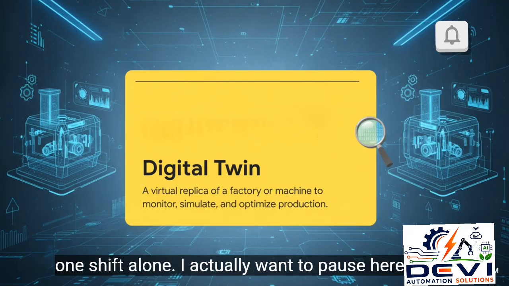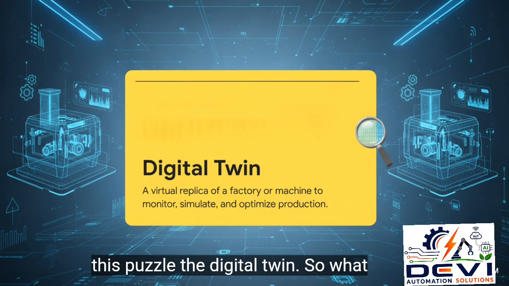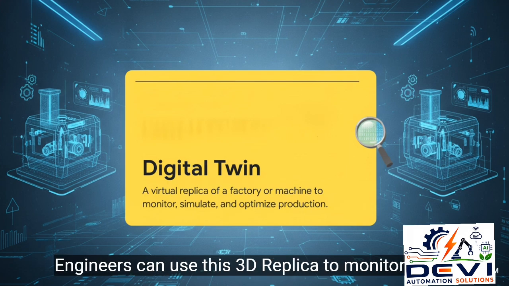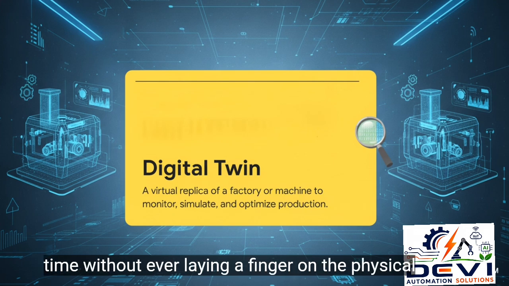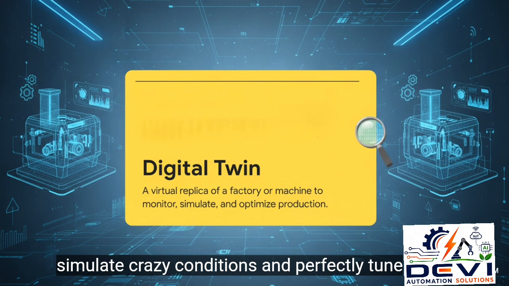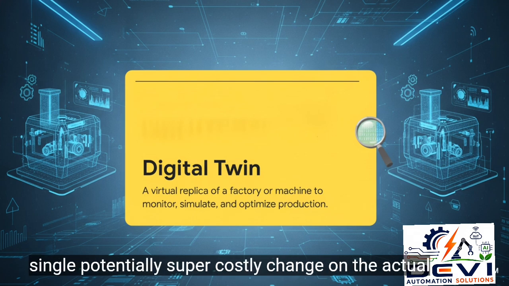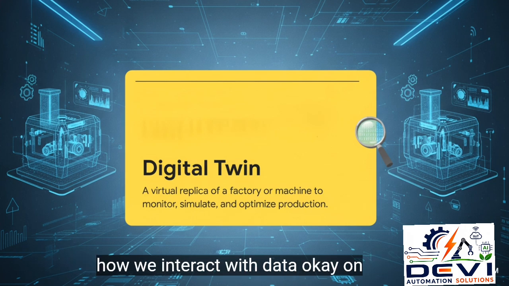I actually want to pause here for a second on one incredibly fascinating piece of this puzzle, the digital twin. So what is this? It's a highly accurate virtual replica of a physical factory or machine. Engineers can use this 3D replica to monitor, simulate, and optimize production in real time without ever laying a finger on the physical equipment. You can run stress tests, simulate crazy conditions, and perfectly tune your operations in the digital world before making a single, potentially super costly change on the actual factory floor. It absolutely revolutionizes how we interact with data.